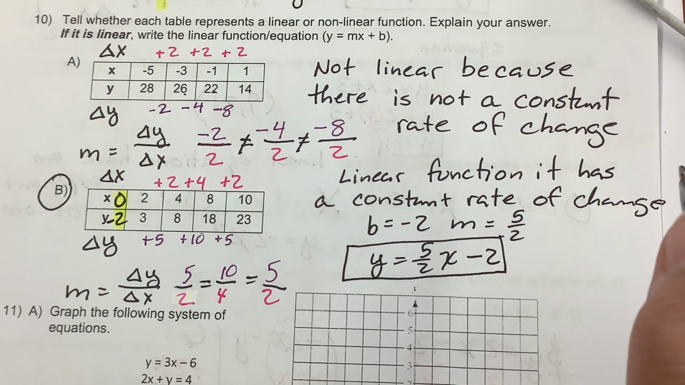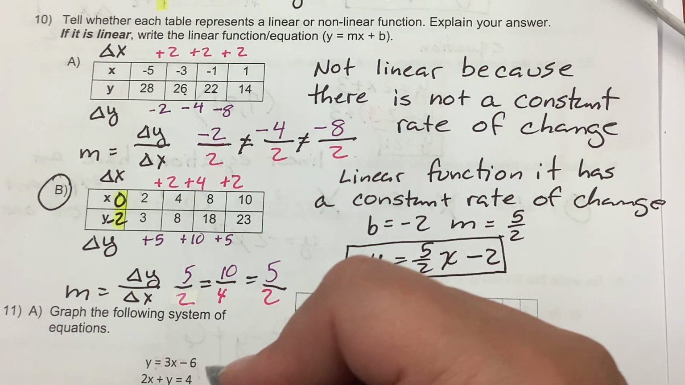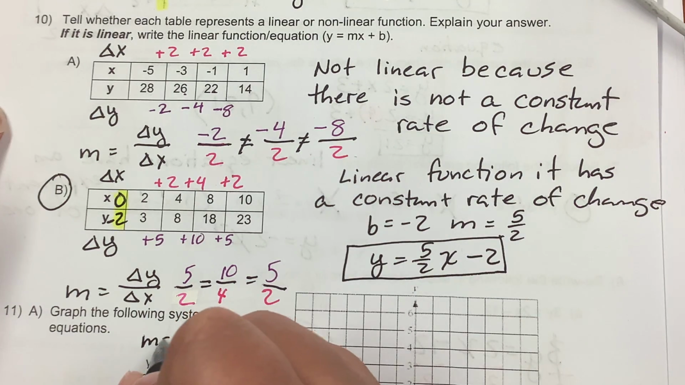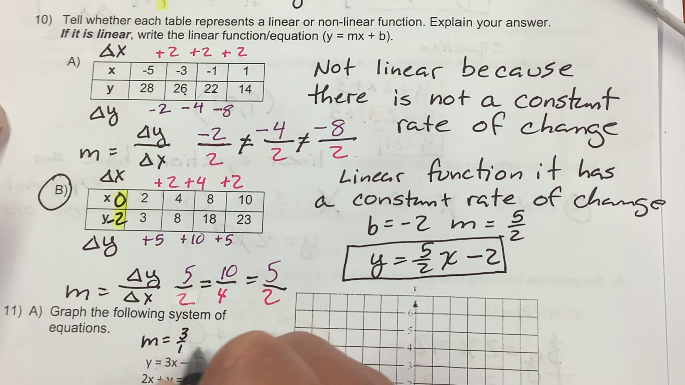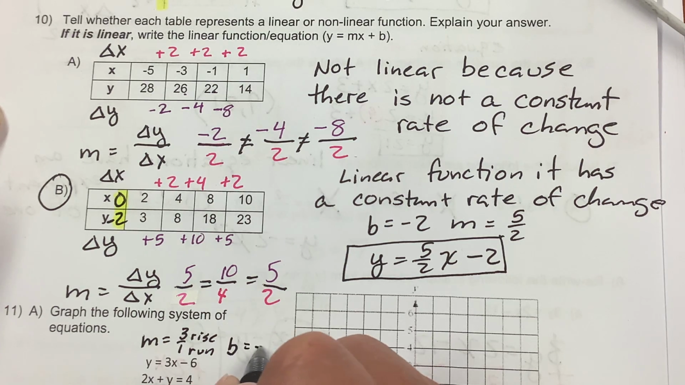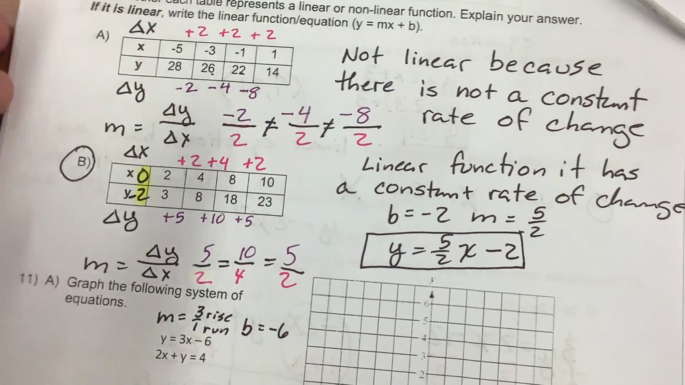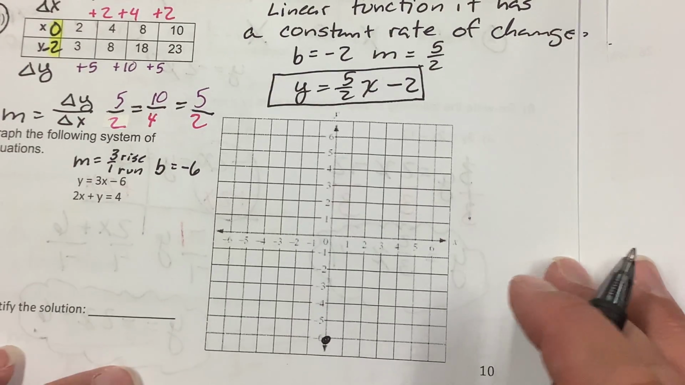Okay, graph the following system of equations. Well, the first one is easy enough. I know my m is 3 over 1, so I'm going to rise 3 and run 1. And my b, I'm going to begin at -6. Begin at -6. So all the way down here at -6. Oh, you can't see what I'm doing. Look at me being all foolish. All the way down at the bottom at -6.